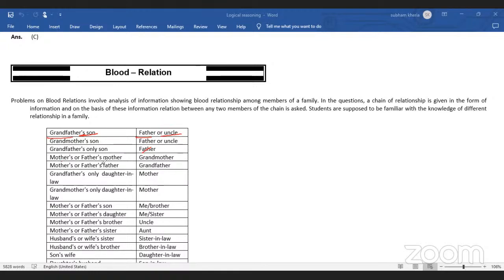Okay. Mother's or father's mother can be either mother's mother or father's mother, grandmother. Mother's or father's father, grandfather. Normally we use two words called paternal and maternal. I hope all of you are familiar with these two words. Paternal is papa's side, maternal is mummy's side. Right?